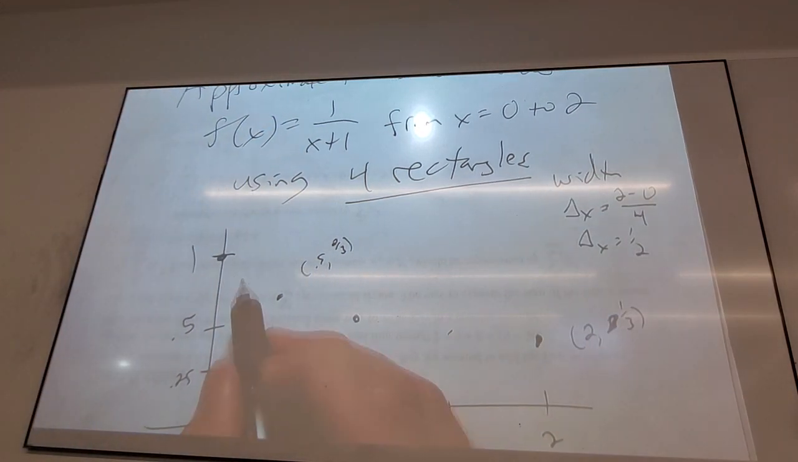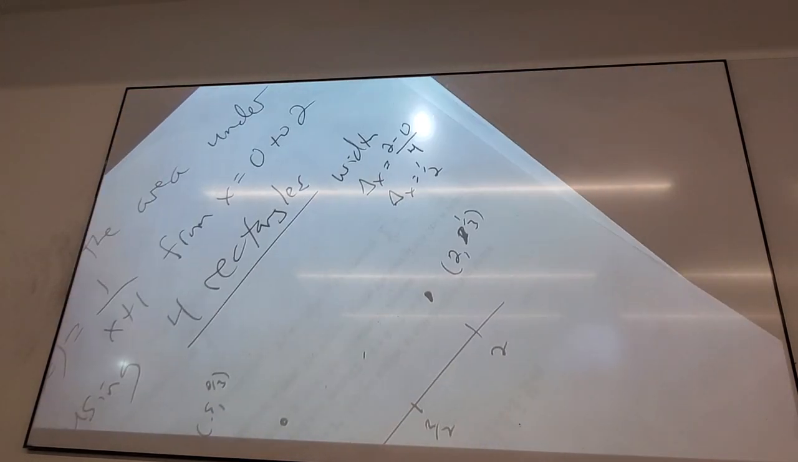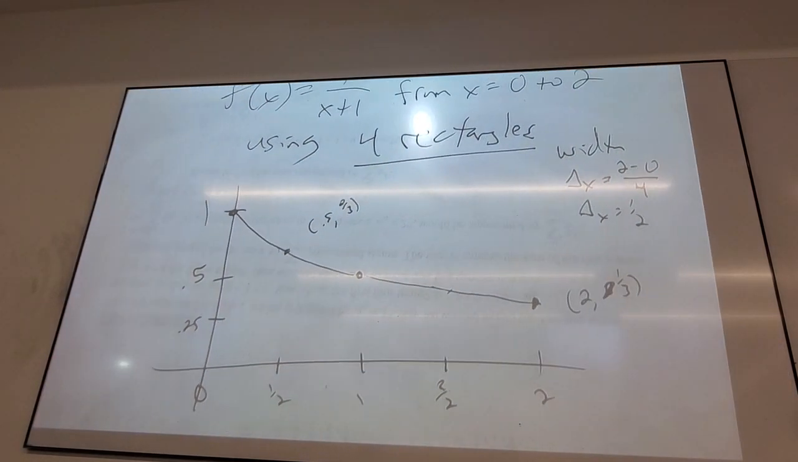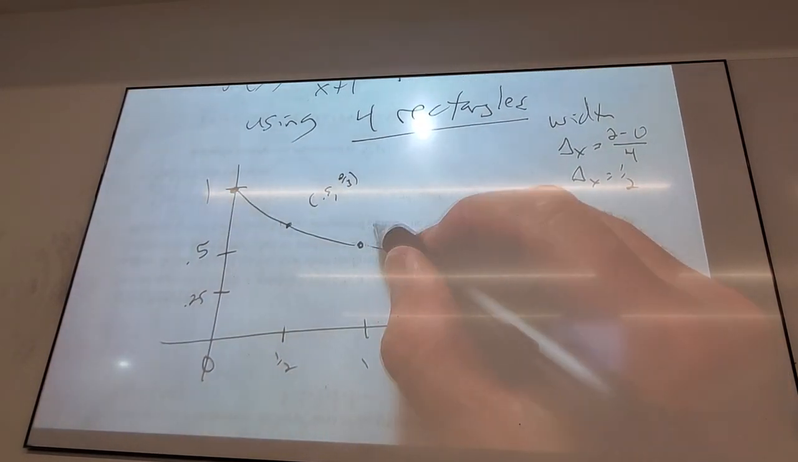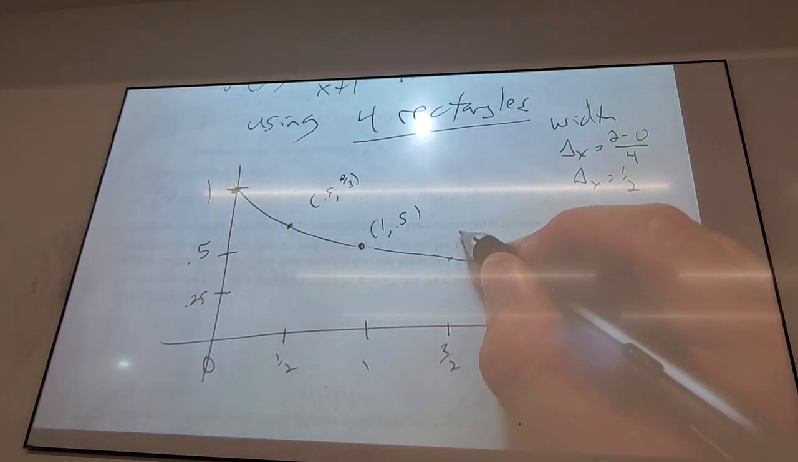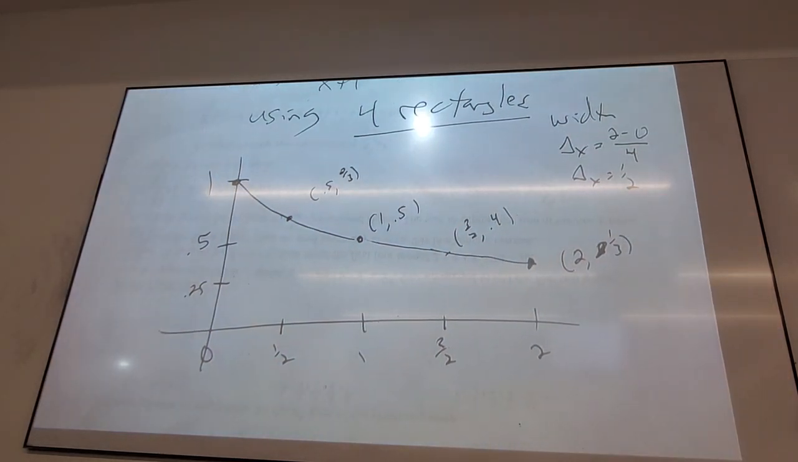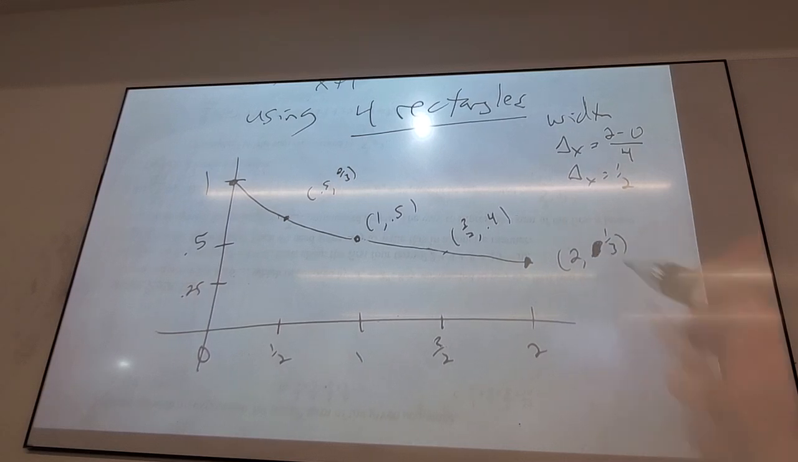Look at that. That's pretty good. Look at us go. This is 1.5. This is 3/2, 0.4. This is trying to be just a 1/3 there.